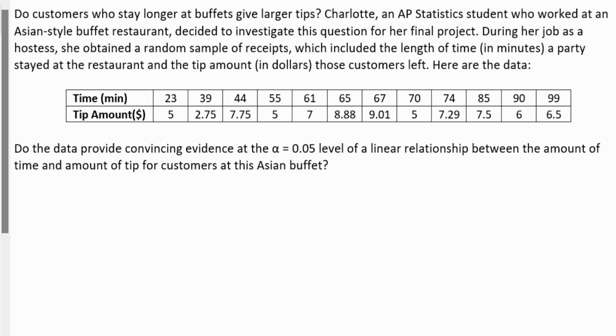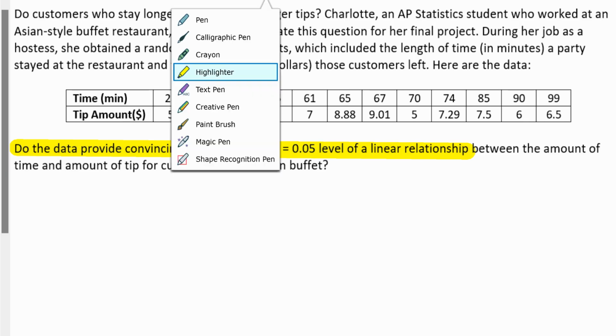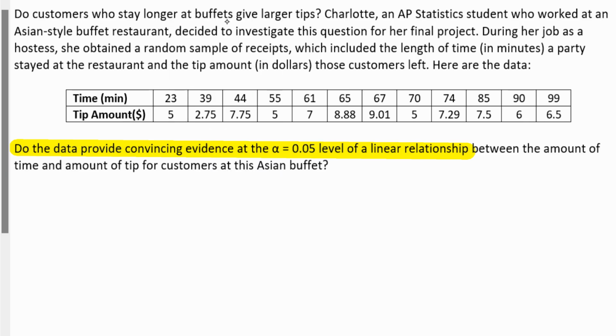Now, one thing I want to note is right here: do the data provide convincing evidence of a linear relationship? That should indicate to us that we are doing a hypothesis test. We have an alpha level of 0.05. We want to end up finding a p-value. So let's think back to all the hypothesis tests that we've done to this point. What do we do first?